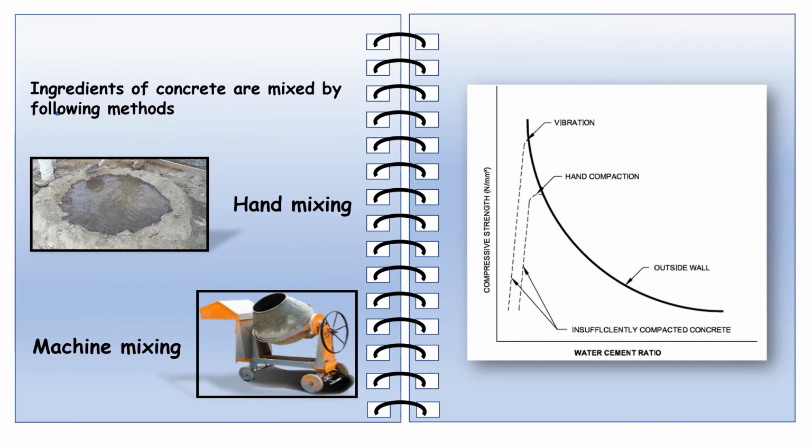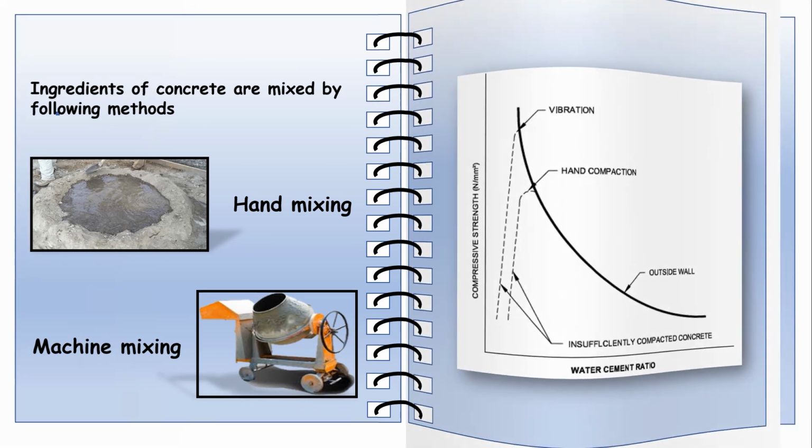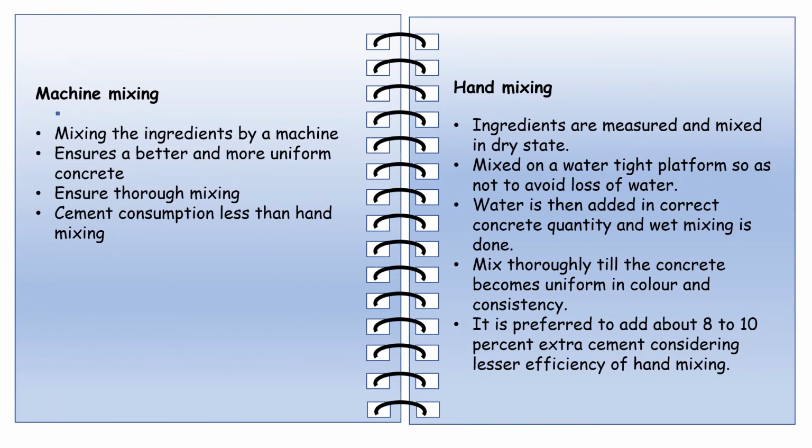Ingredients of concrete are mixed by the following methods: hand mixing and machine mixing. And you can also see the water cement ratio. Machine mixing. Mixing the ingredients by a machine ensures a better and more uniform concrete. Ensure thorough mixing. Cement consumption is less than hand mixing.